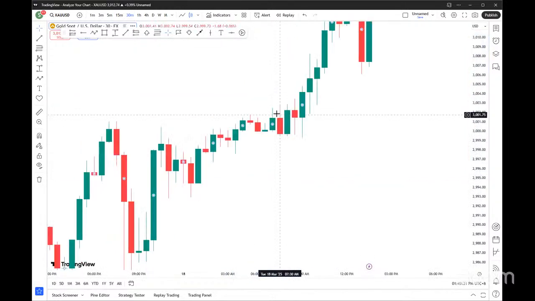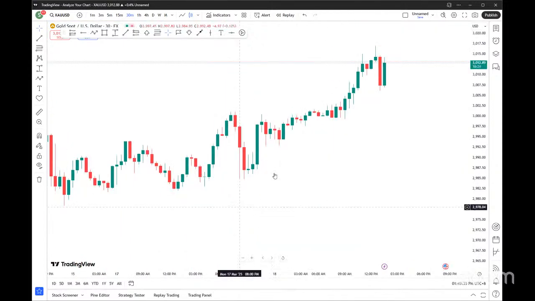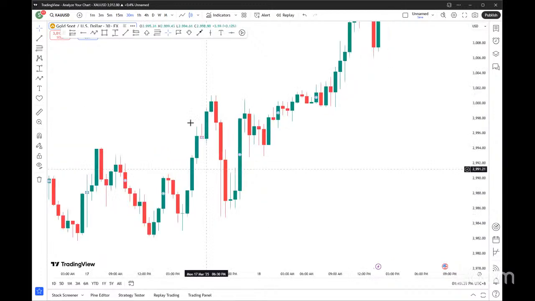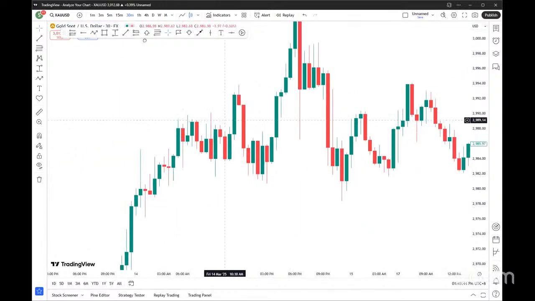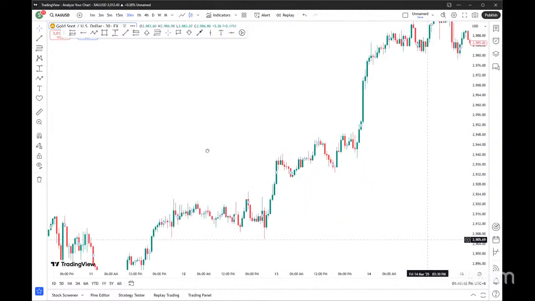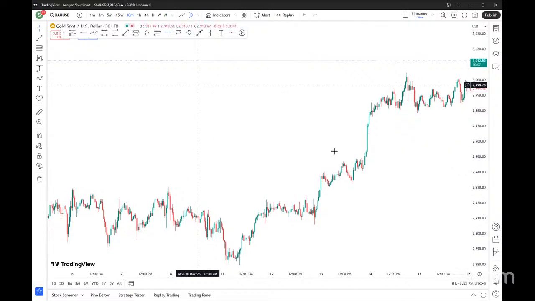So let's look at the charts. Let me look for a proper one. Okay, like here you see that in this case to the left hand side there's nothing. Very, very clean. Correct?